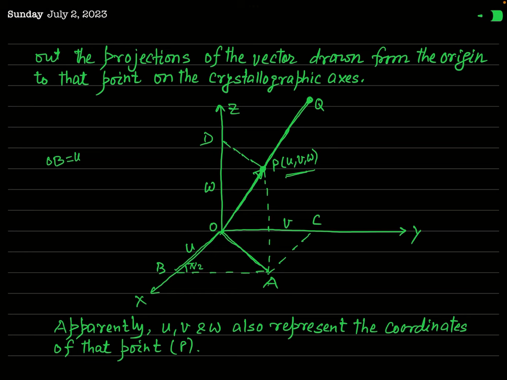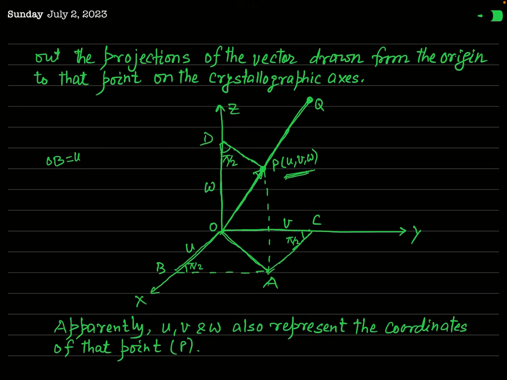Okay. Again, we will draw a line AC parallel to the x-axis, which will become perpendicular to the y-axis. And this OC is the projection of the vector OP along the y-axis. And in a similar manner, when you draw a line PD, see the figure, parallel to OA, this line will be perpendicular to the z-axis, which is the third crystallographic axis. And then this OD is the measure of the projection of vector OP along z, the third crystallographic axis, that is along the axis OZ. So in this way, by finding the projection of this vector OP along the three crystallographic axes, you can determine the coordinates of this point P. Okay, and I have shown in this figure that these coordinates are U, V, W.